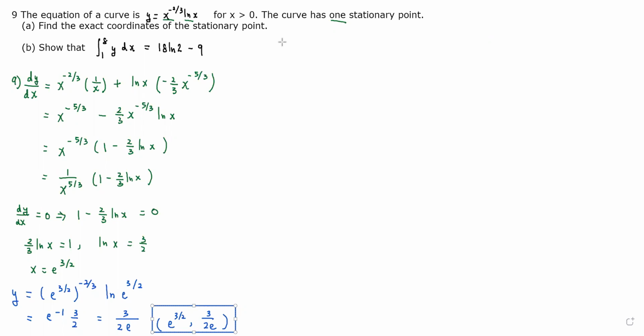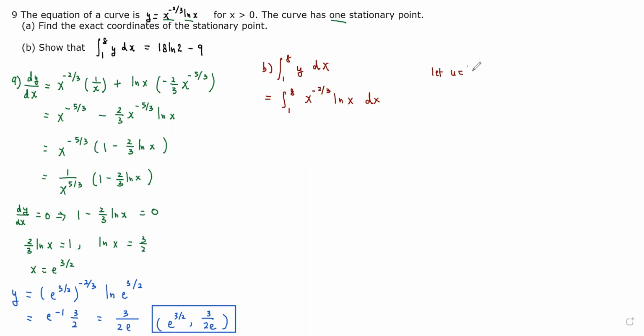Part B, you need to show that the definite integral of y dx is 18 ln 2 minus 9. Y is x to the negative 2 thirds ln x. We have the product of two different types of function. To find the integral, we use integration by parts.